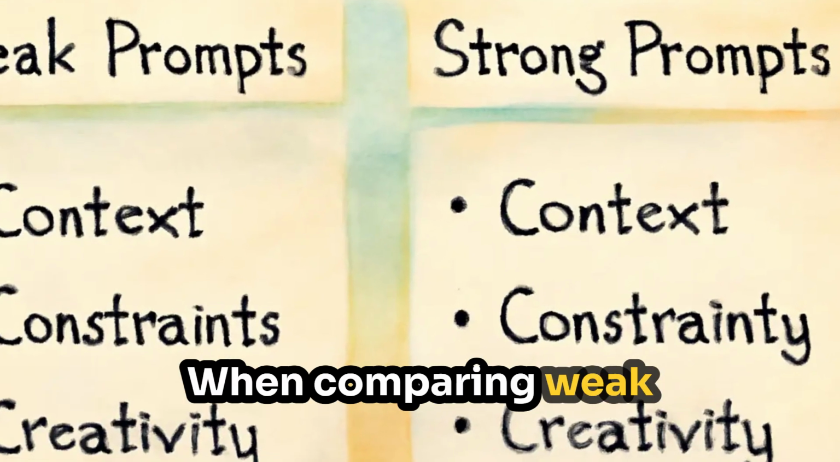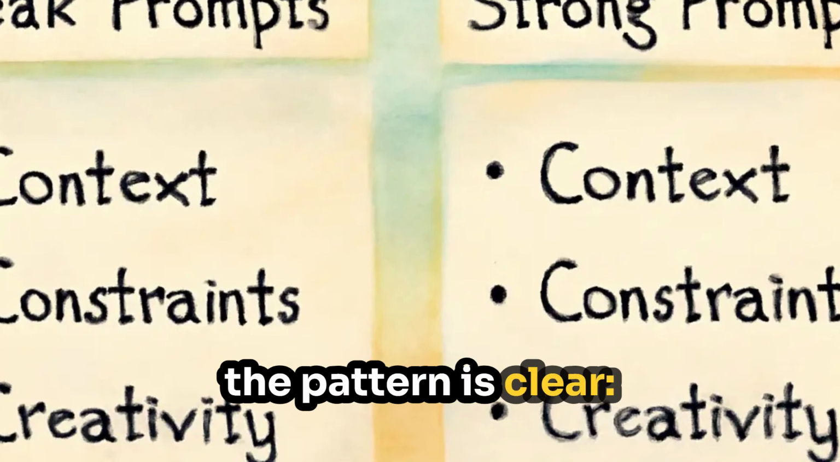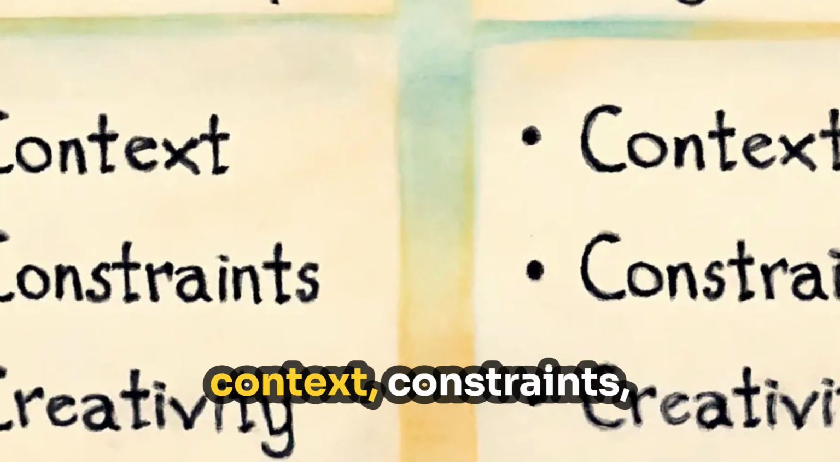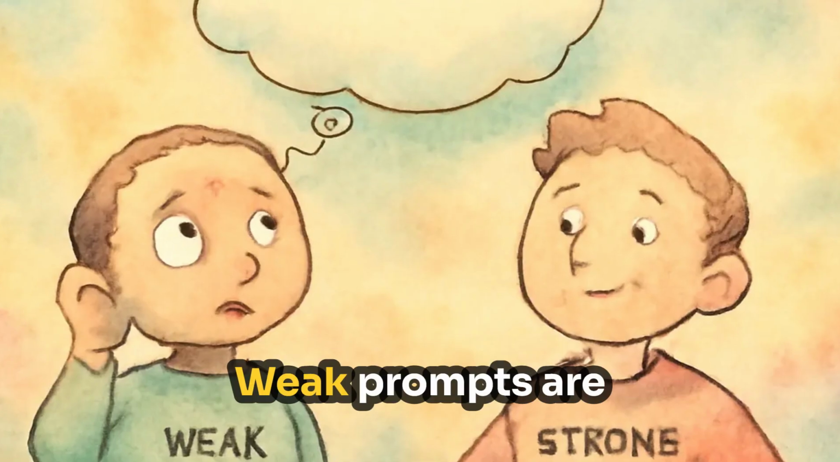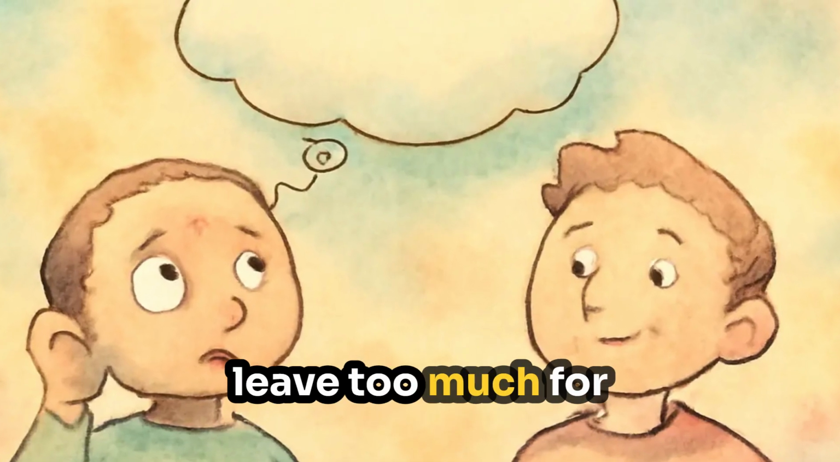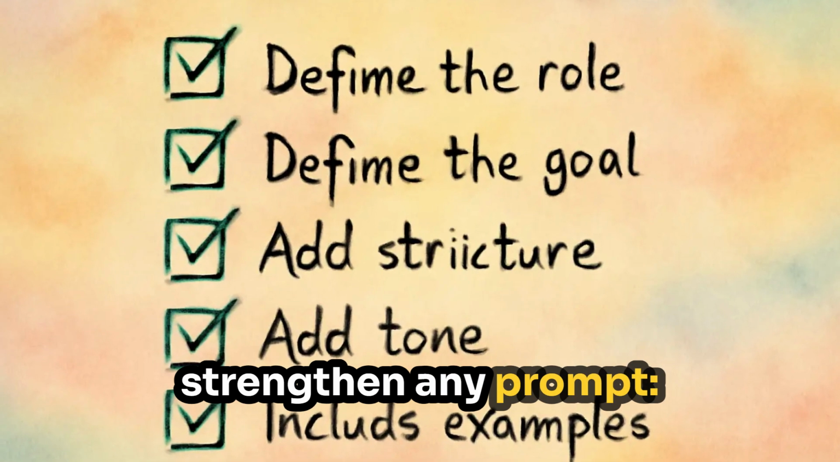When comparing weak and strong prompts, the pattern is clear. Strong prompts contain context, constraints, and creativity. They are intentional. Weak prompts are open-ended and leave too much for the AI to guess. Here's a quick formula to strengthen any prompt.